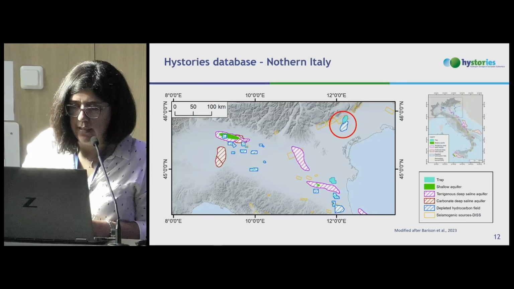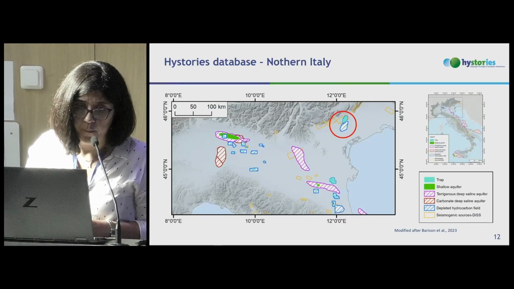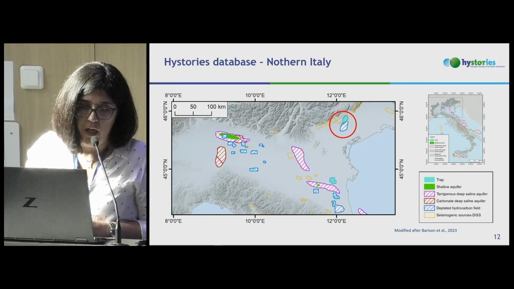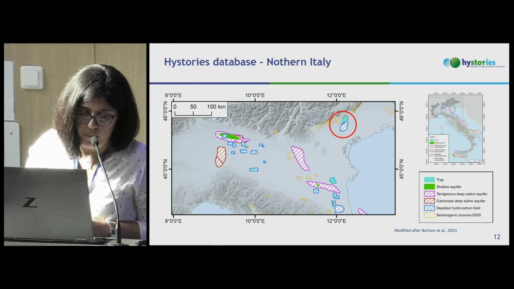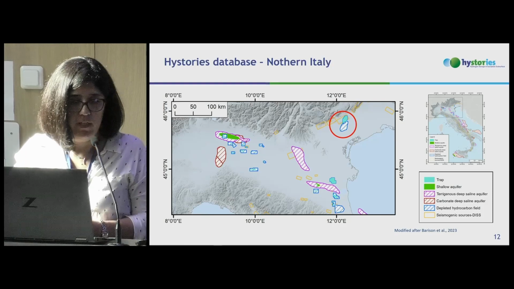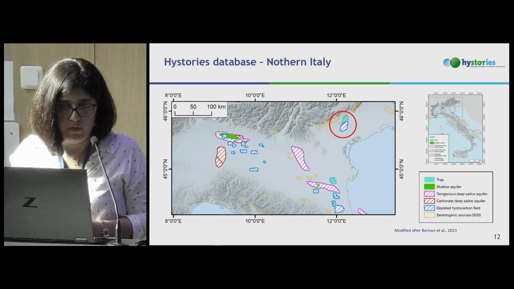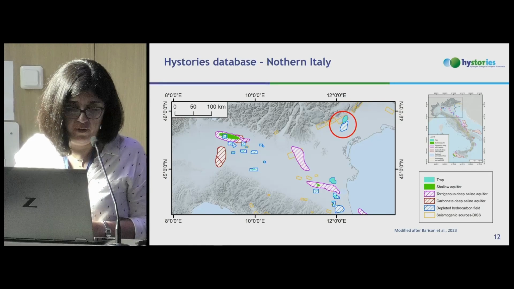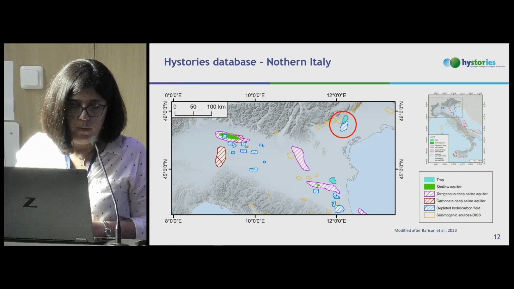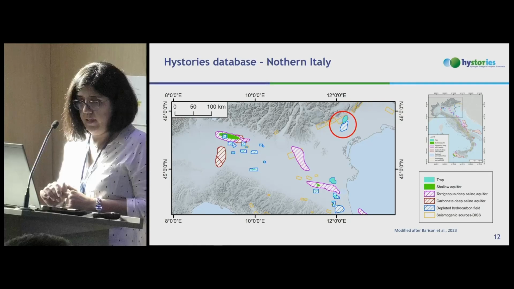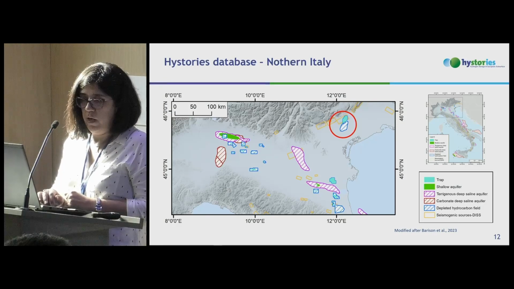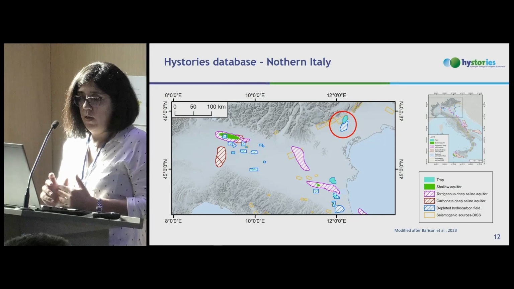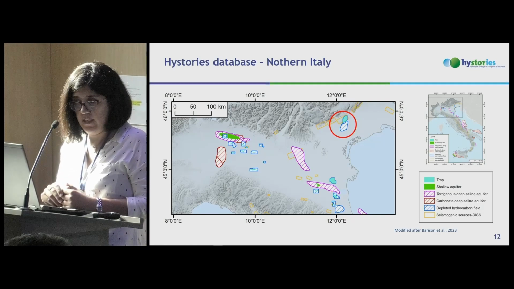In detail, let's see some areas, northern Italy. Here you can see that we have a good coverage. Po Plain is one of the most investigated areas in terms of hydrocarbon exploration, so we have a lot of information also concerning the depleted hydrocarbon fields. We identify also some aquifers, both deep and shallower, so we could have also some multi-layer reservoir systems.